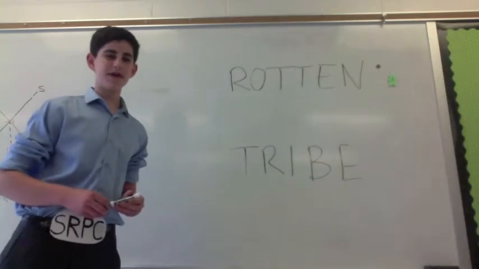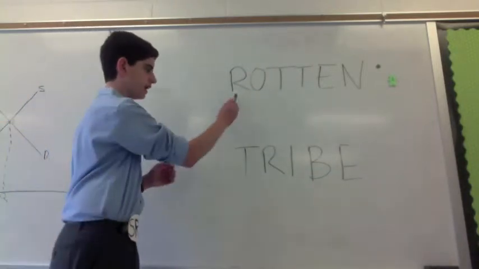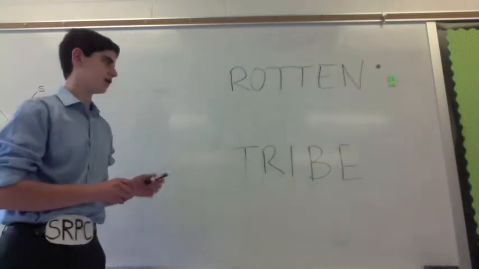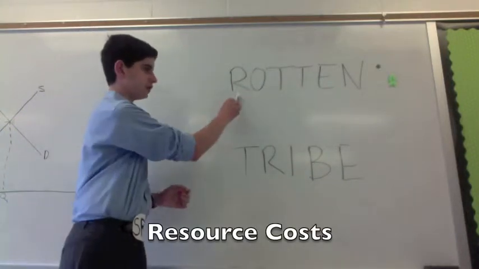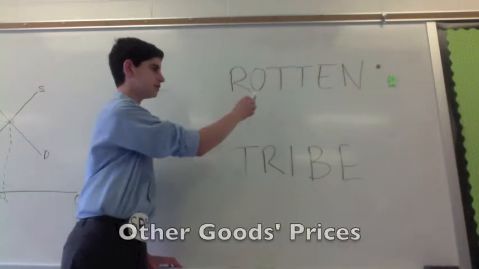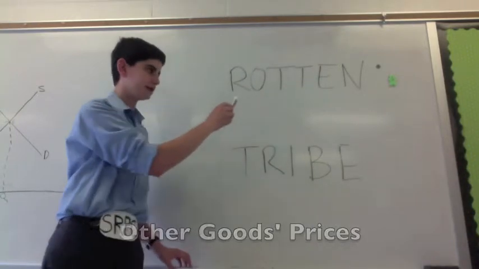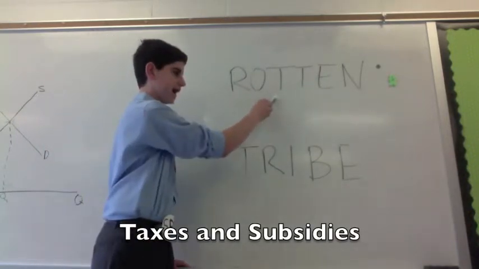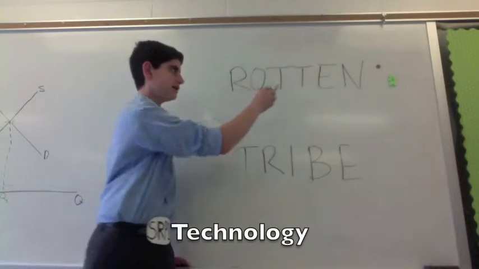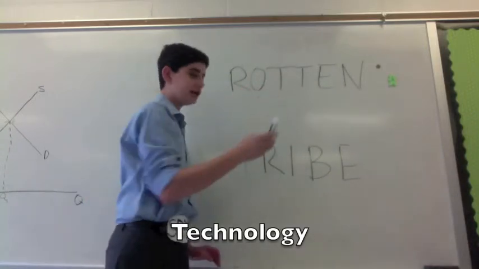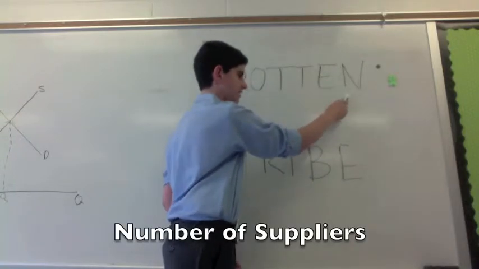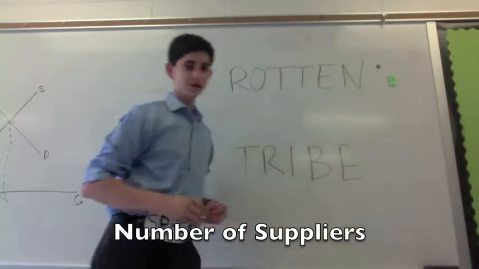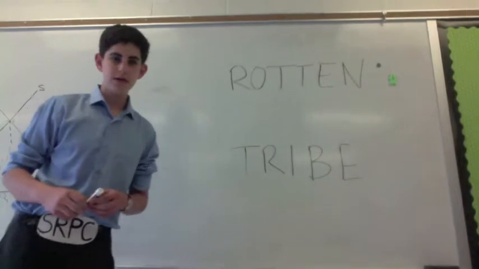Okay, so now let's talk about 2 acronyms for shifts in supply and shifts in demand. First, let's talk about ROTTEN, an acronym for shift in supply. R stands for resource costs, O stands for other goods and prices, the first T stands for taxes and subsidies, the second T is for technology, or a change in technology. E stands for expectations. And finally, N stands for number of suppliers. Those are all the things that could shift the supply curve.